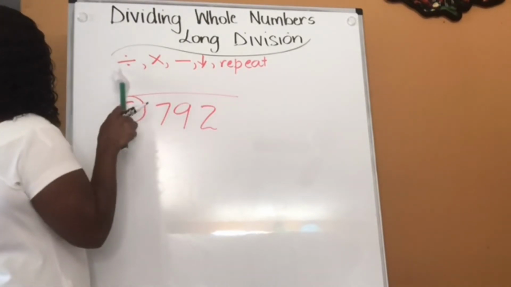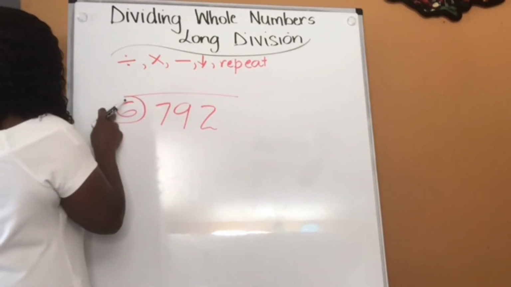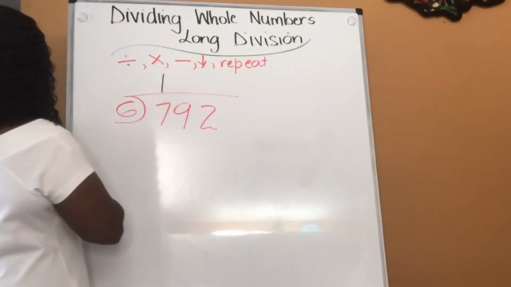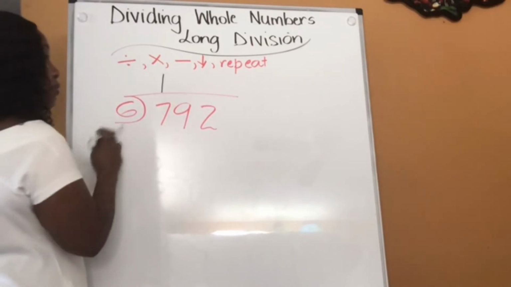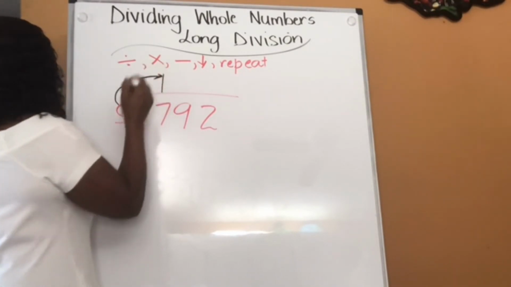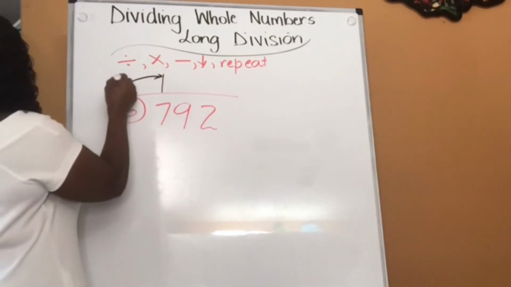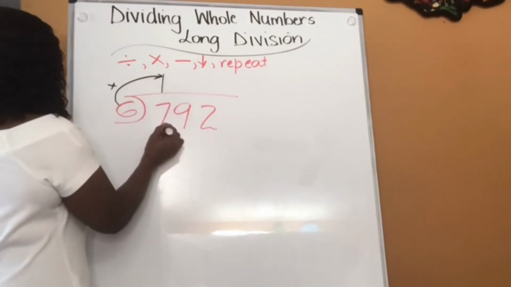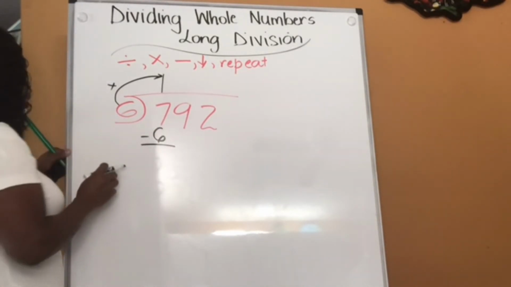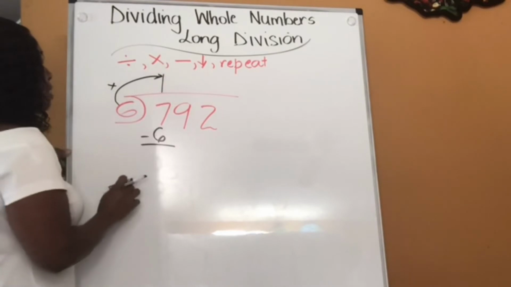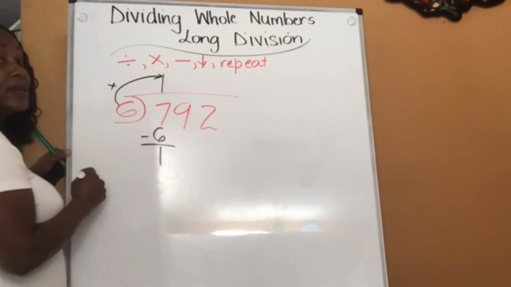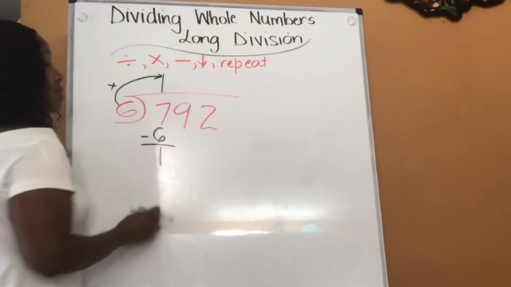Step 1 says divide. How many sets of 6 can I get from 7? It's 1. Step 2 says I'm to multiply. Remember, you're always multiplying this digit on the outside by the digit that you just wrote at the top. So 6 times 1 is 6 and it goes under the digit that you divided. So next step is to subtract. I have 7 and I give away 6. I'm left with 1.